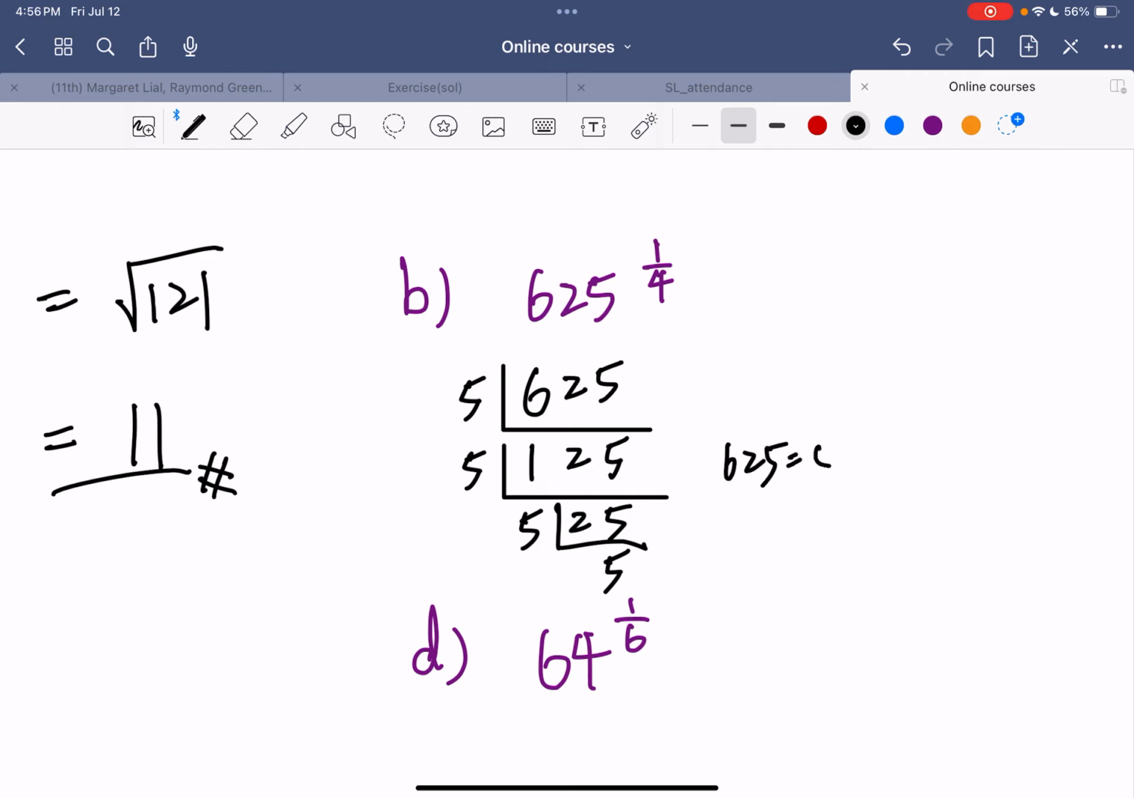So 625 is actually 5 times 5 times 5 times 5. So that is 5 with power of 4. So we can write this as 5.